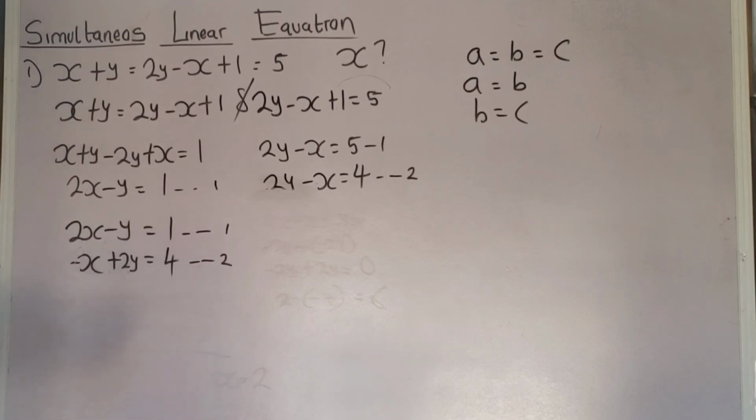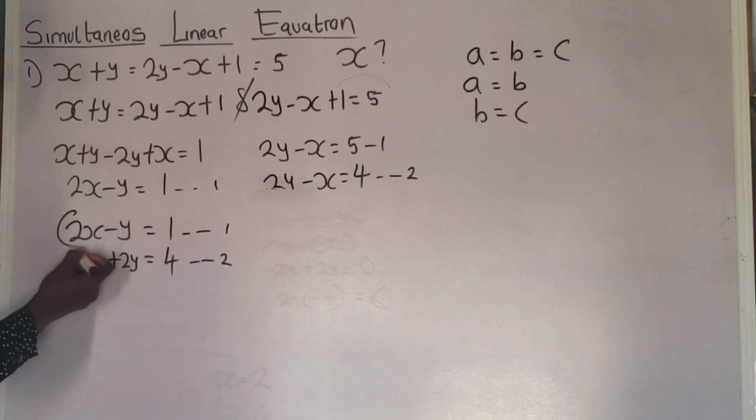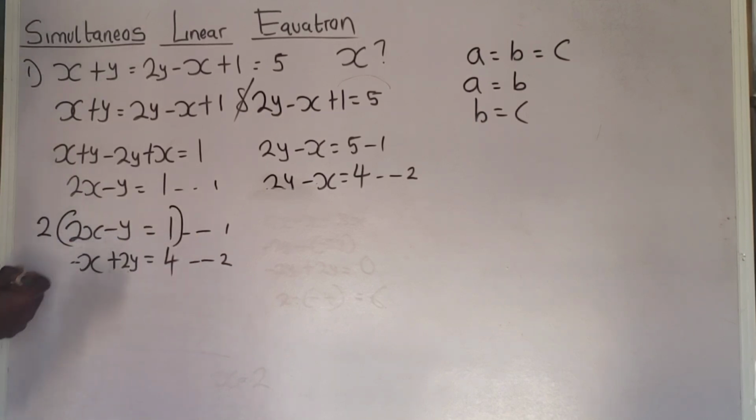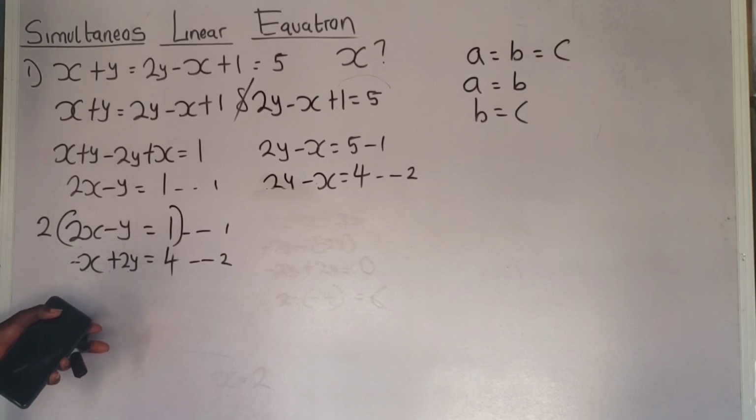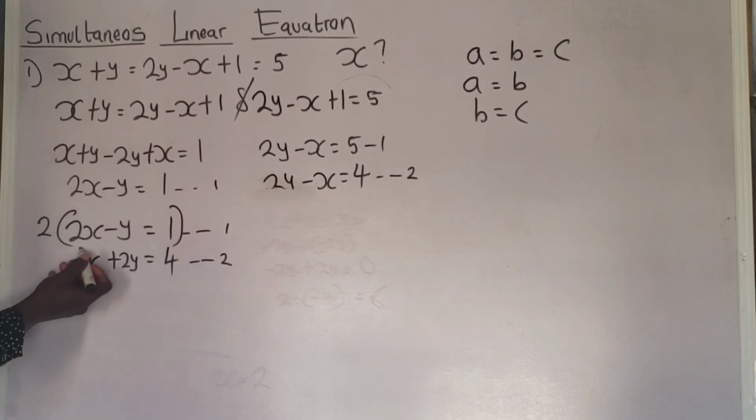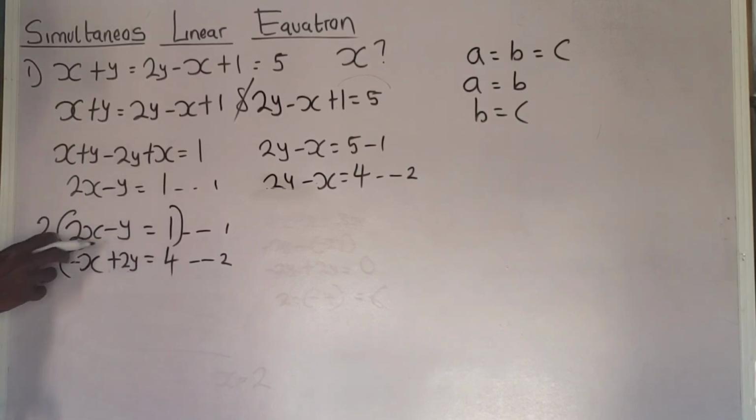Now let us modify both equations. If I want to modify equation 1, I'm going to multiply all of equation 1 through by plus 2. That is, I'm going to multiply equation 1 by the coefficient of y in equation 2. We've learned all this in our previous class, you should be able to solve this. And I'm going to multiply equation 2 by the coefficient of y in equation 1. The coefficient of y in equation 1 is negative 1, so I'm going to multiply it by negative 1.